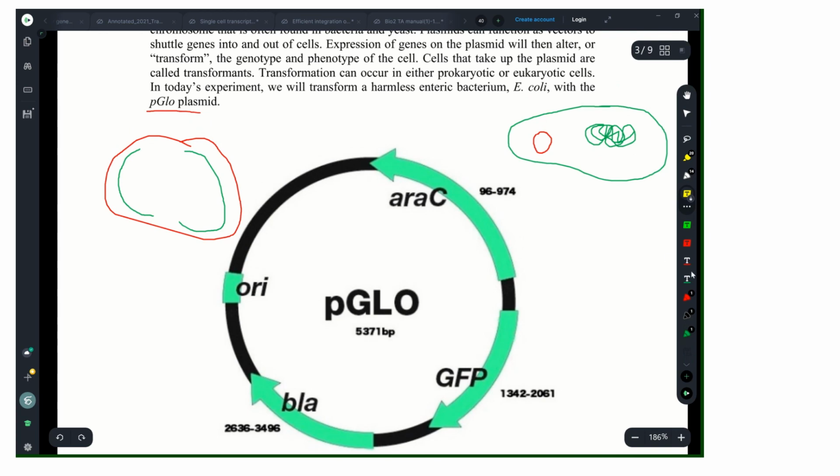So this gene, we can say here, we'll continue annotating our little picture. So this gene right here is going to be the ampicillin-resistant gene. Yeah, the ampicillin-resistant gene.